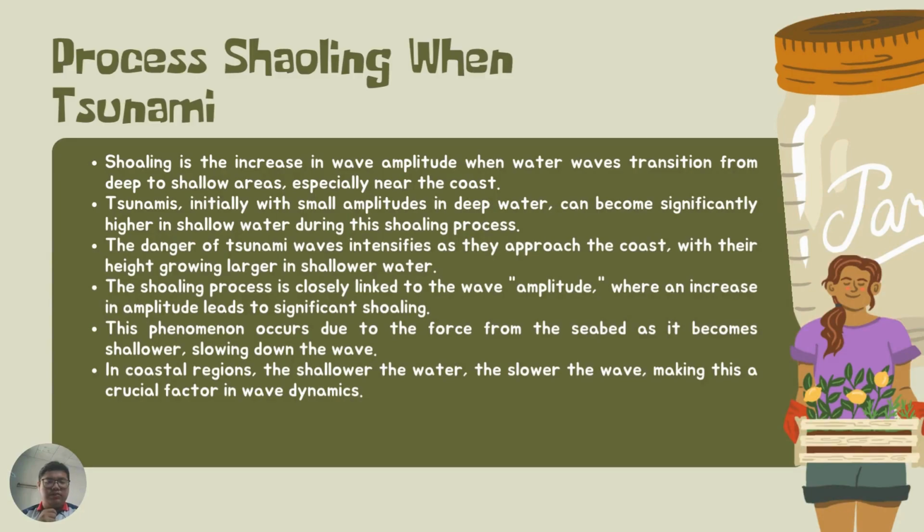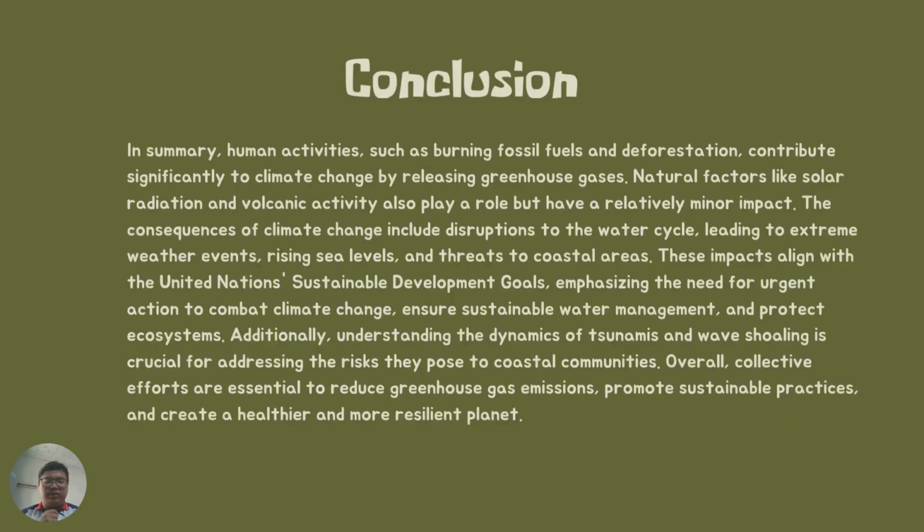So, the process of shallowing when a tsunami occurs. Shallowing is the increase in wave amplitude when water waves transition from deep to shallow areas, especially near the coast. The danger of tsunami waves intensifies as they approach the coast, with their height growing larger in shallower water. This phenomenon occurs due to the force from the seabed as it becomes shallower, slowing down the wave. In coastal regions, the shallower the water, the slower the wave, making this a crucial factor in wave dynamics.